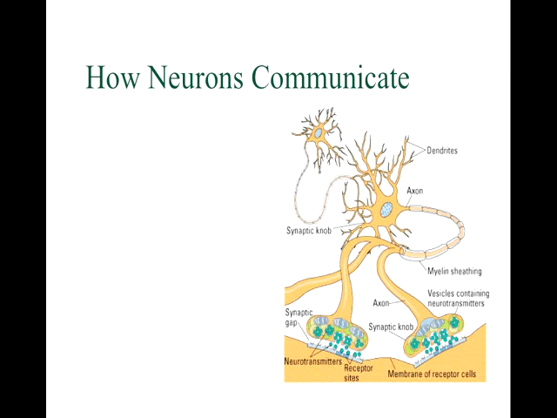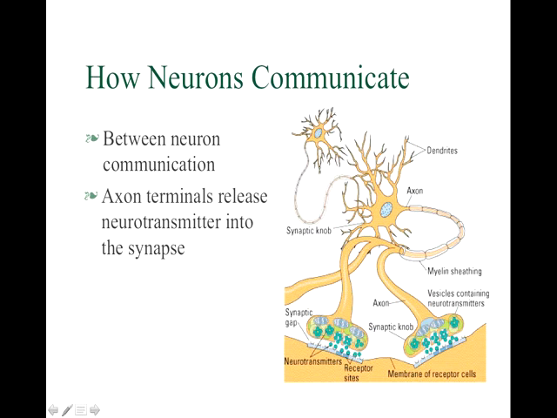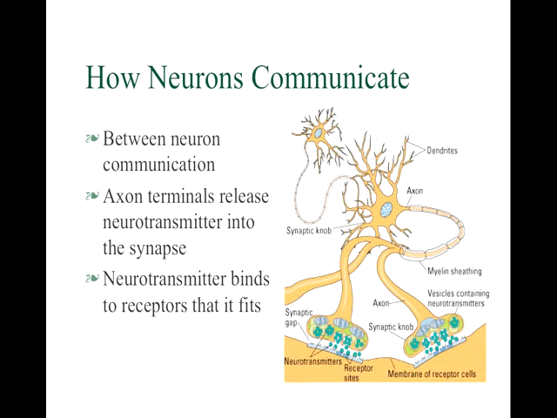And so what happens after the action potential and the Mexican wave moves on, this is a chemical process. Neurotransmitters are sent out into the synapse that contain the message. Do this next, don't do this next, be happy, those sorts of things. Okay? So the axon terminals will release those neurotransmitters into the synapse, and then the neurotransmitter binds to the receptors that it fits. So each neurotransmitter type has a specific receptor that it fits. They're lock and key. They fit together in a specific way.